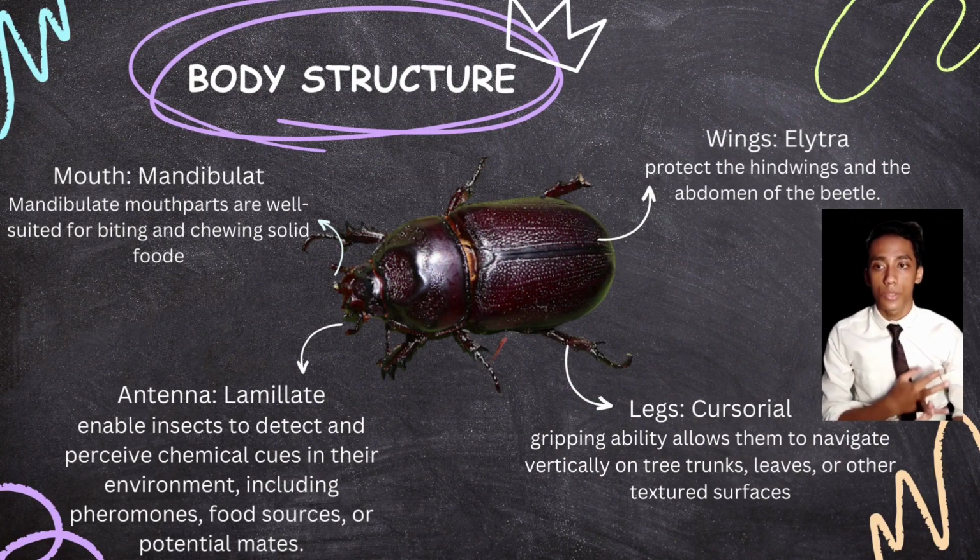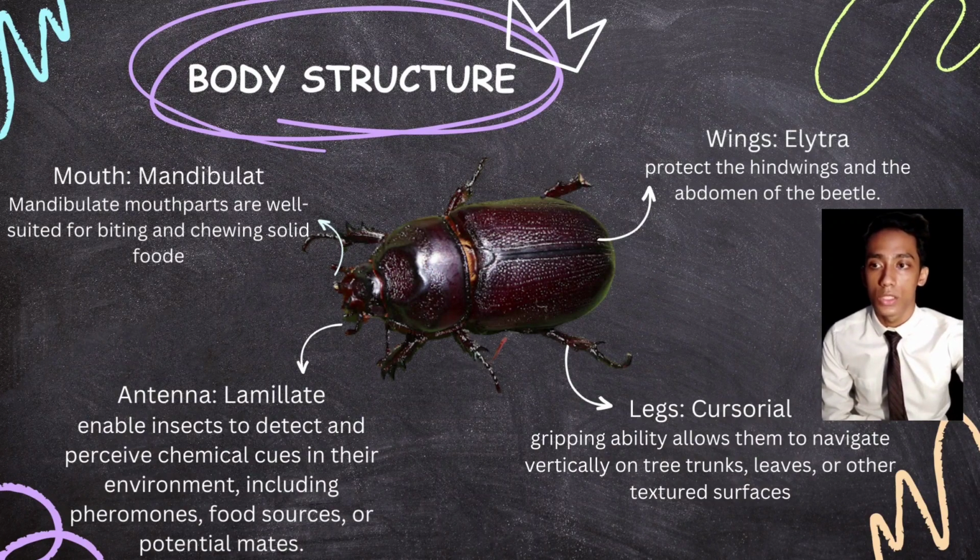The mandibles have sharp cutting edges that enable the beetle to break food. The mandibles of the rhinoceros beetle can also serve as a defensive mechanism. When threatened, the beetle may use its strong mandibles to bite or pinch, deterring potential predators or intruders.